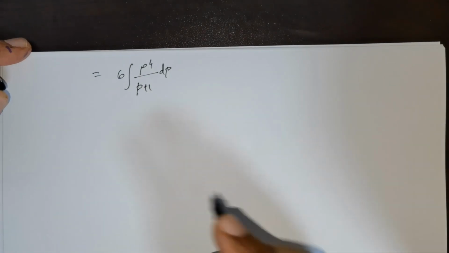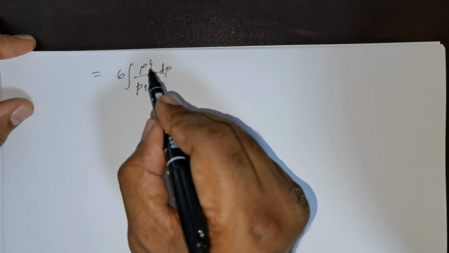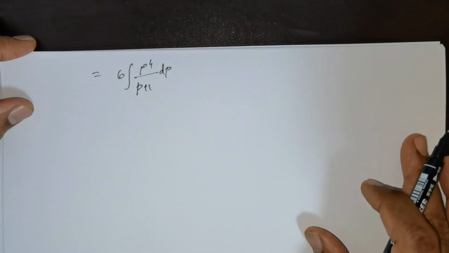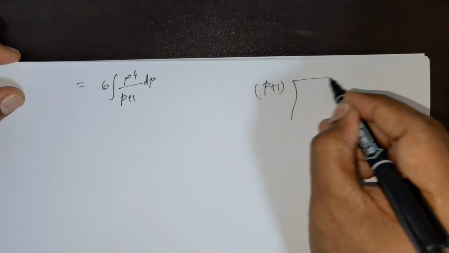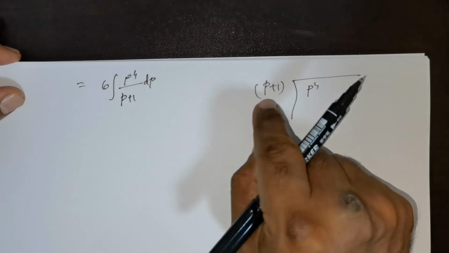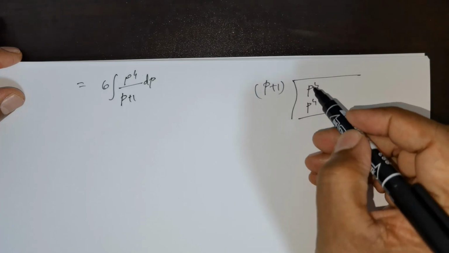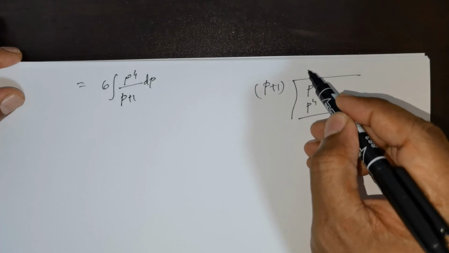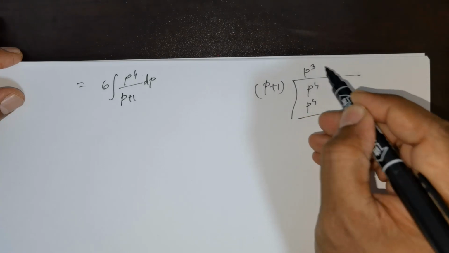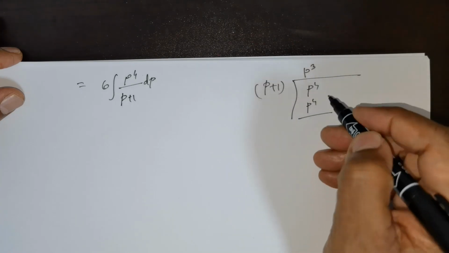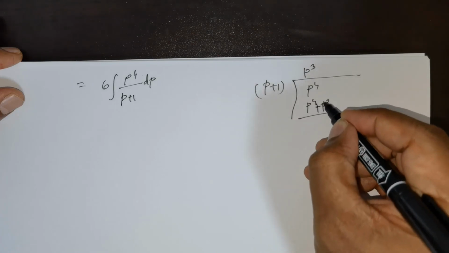Now I want to integrate. I cannot directly integrate this because the degree of the numerator is greater than the degree of the denominator. So I will have to divide p raised to the power of 4 by p plus 1. Now place p plus 1 over here. What value should you place here so that multiplied with p will give me p raised to the power of 4? That's going to be p cubed. So p cubed times p would give me p raised to the power of 4, followed by p cubed times 1 will give you p cubed here.